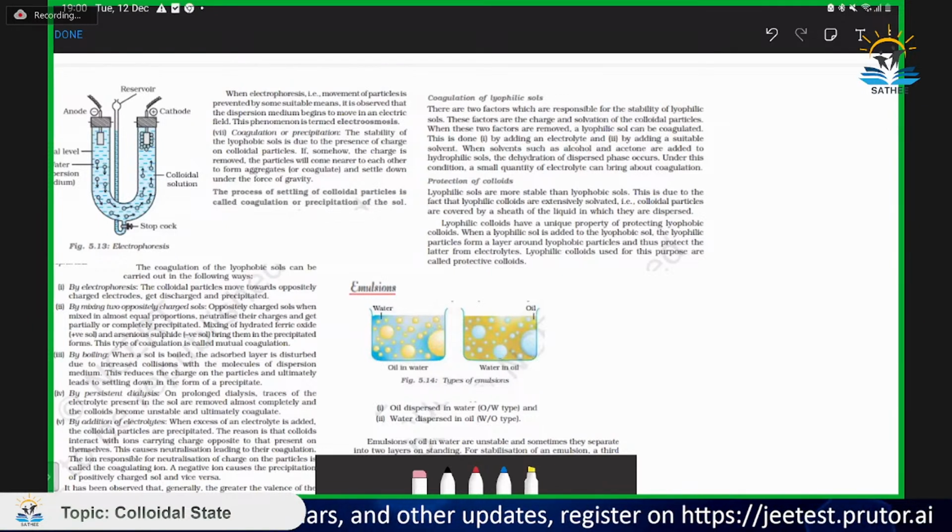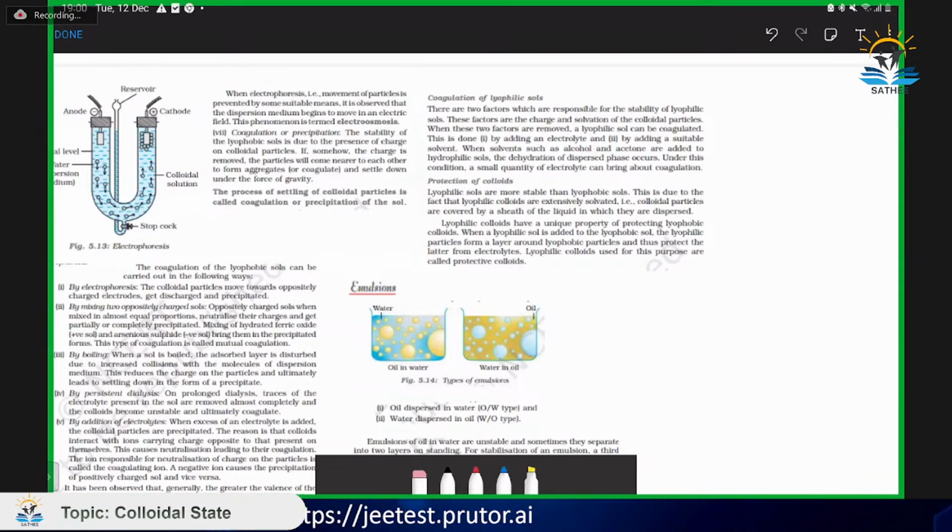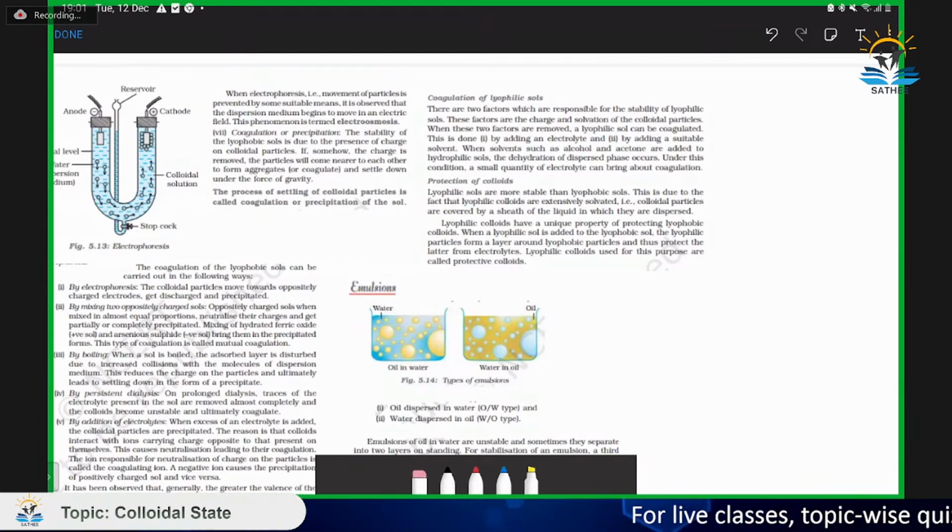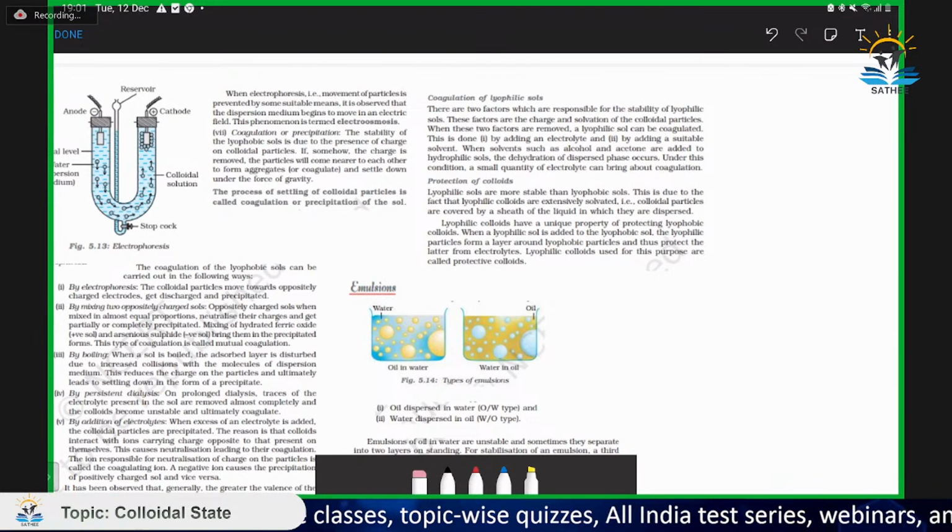Protection of colloids. Lyophilic, you're not going to need protection unless you break them. Lyophobic, you're going to need protection. And how are you going to do that? You're going to mix the lyophobic sol with the lyophilic sol. Basically, if you add the lyophilic sol, it is going to protect the lyophobic colloid. The lyophilic particles form a layer around the lyophobic particles and thus protect them from electrolytes. Since it forms a layer all around, the lyophobic sols are not going to get disturbed.